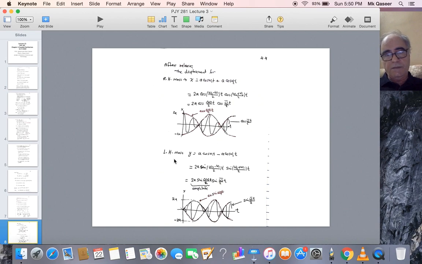Similar things for y small. Here we subtract the two equations, so we get 2a sine of (delta omega over 2 t) times sine of (omega average t). We start from a sine wave. This is the envelope, the variation of the amplitude, and this is how the frequency varies. This is the sine of omega average t.